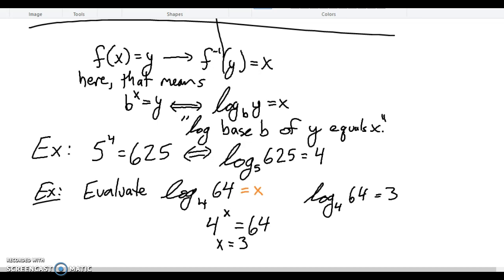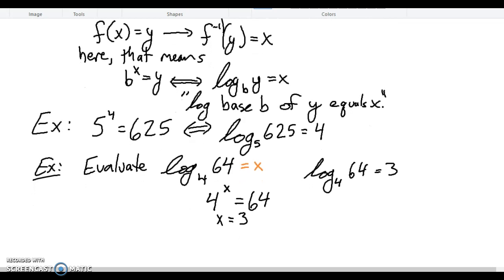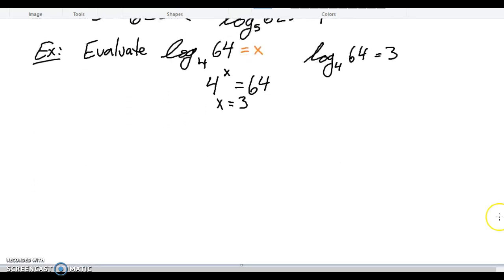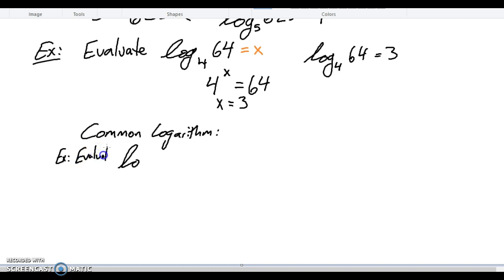Okay, a couple more things to do about logarithms. First of all, there are two specifically named logarithms. One is called the common logarithm. And that looks something like this. Well, I'm going to do it as an example. We're going to evaluate log of 10,000.